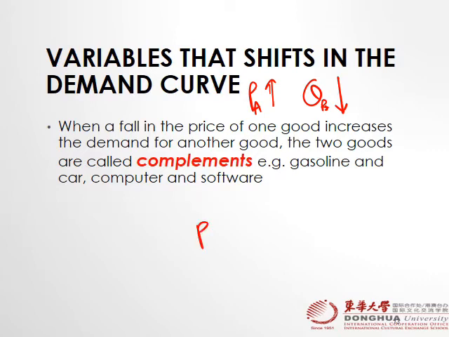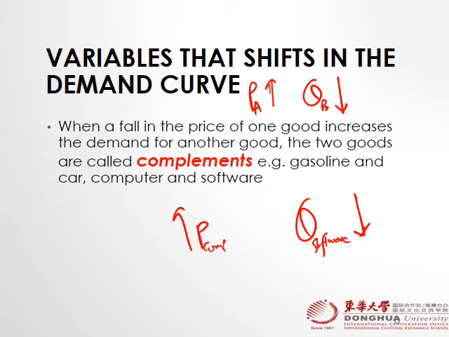If the price of computer increases, what happens to the demand for software? Decrease. Why? Because people cannot afford computers, so they purchase fewer computers, and software is an integral part that you have to purchase when you have the computing machine, right? So their demand also decreases.